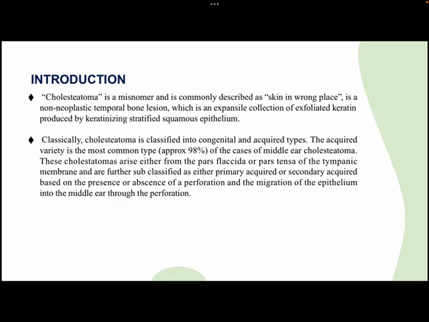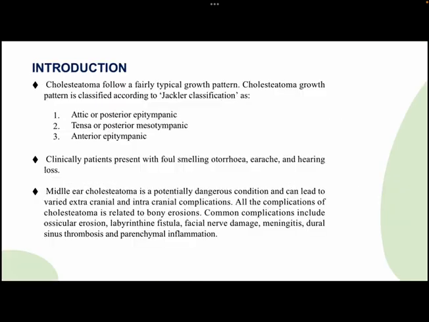These cholesteatomas arise either from the pars flaccida or pars tensa of the tympanic membrane and are further subclassified as either primary acquired or secondary acquired, based on the presence or absence of a perforation and the migration of the epithelium into the middle ear through the perforation. Cholesteatoma follows a fairly typical growth pattern. According to the Jackler classification, it is classified as attic or posterior epitympanic, tensa or posterior mesotympanic, and anterior epitympanic.